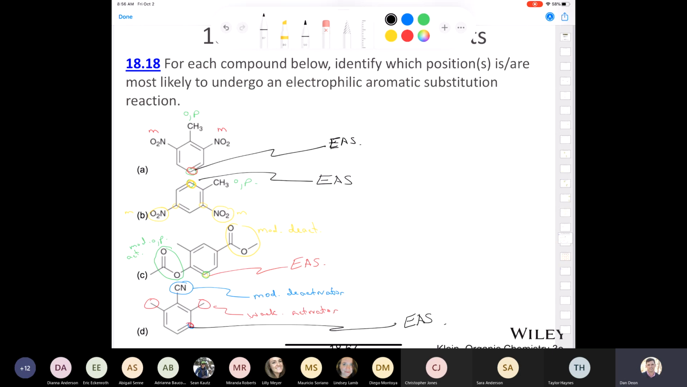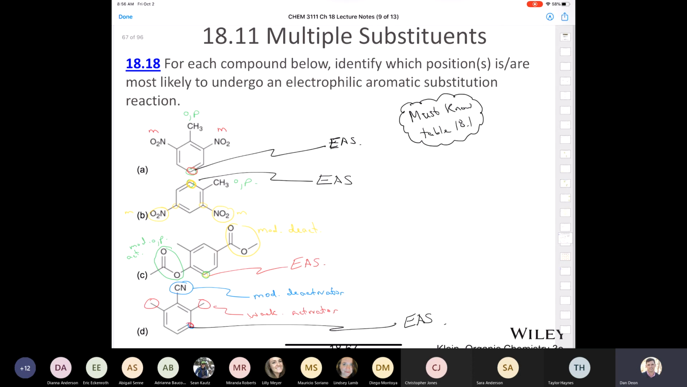All right, kind of fun. You really have to know, you must know Table 18.1 in order to fight your way through this kind of problem, to know where substitution is going to occur.